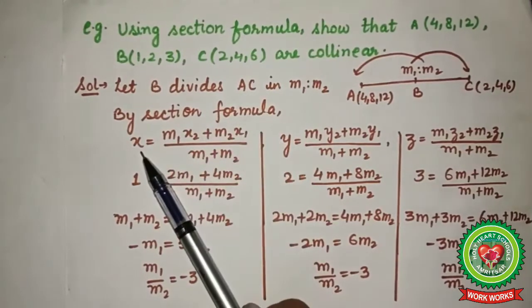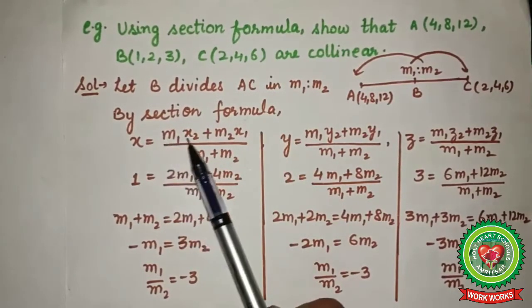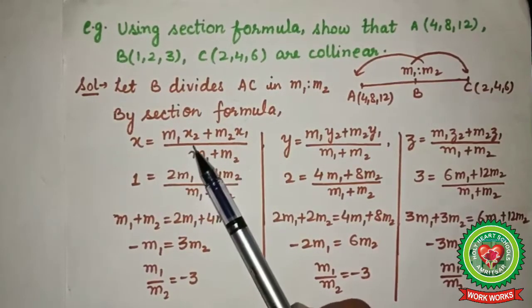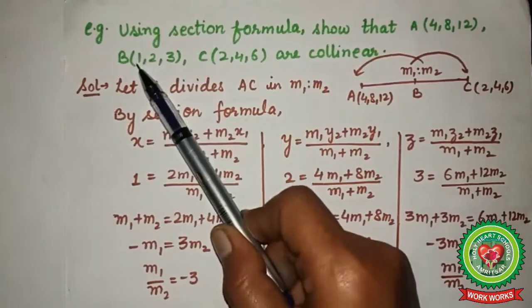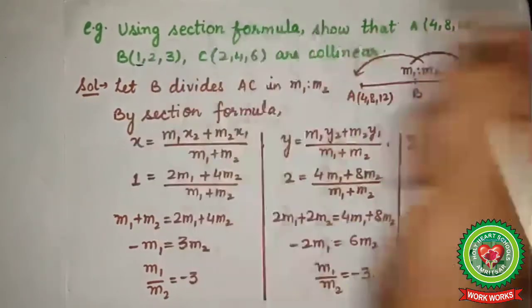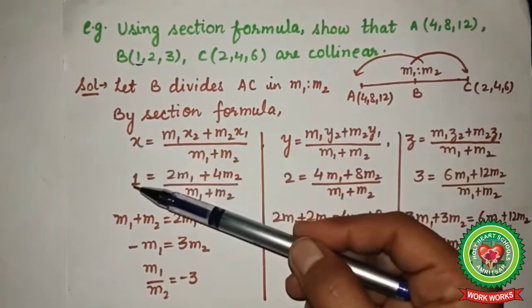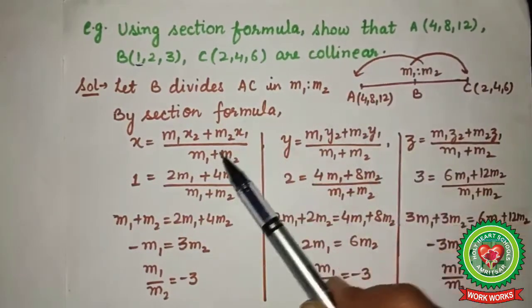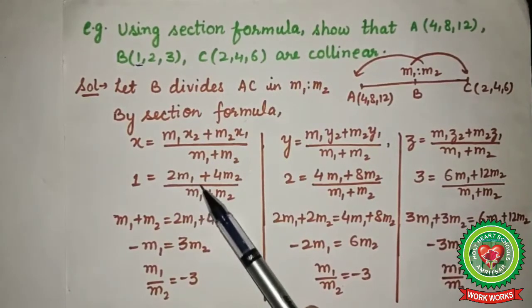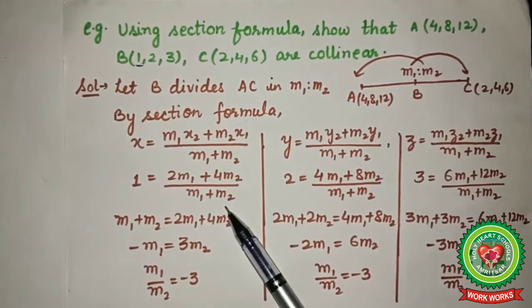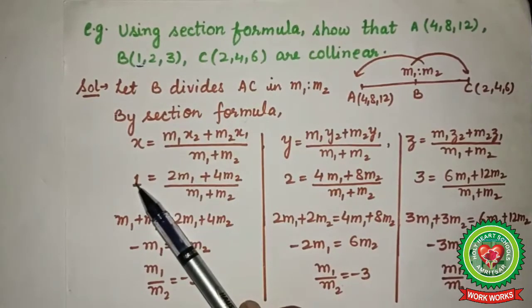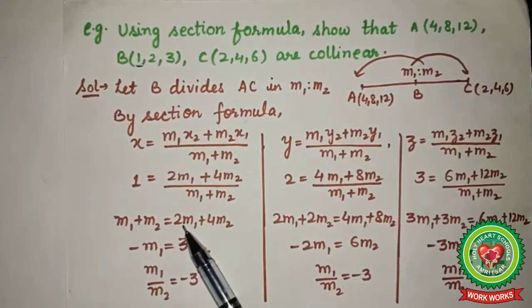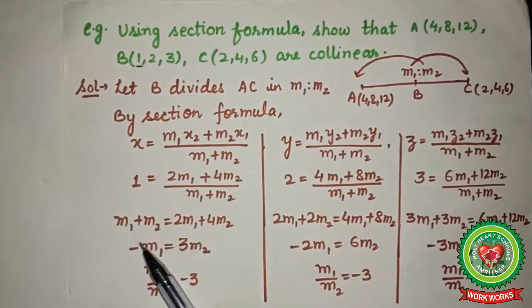By the section formula, x is equal to (m1 x2 plus m2 x1) upon (m1 plus m2). When you put in the values, B has 1 as its x coordinate, so in place of x put 1. On the right it becomes (2m1 plus 4m2) upon (m1 plus m2). When you cross multiply, you get m1 plus m2 is equal to 2m1 plus 2m2.